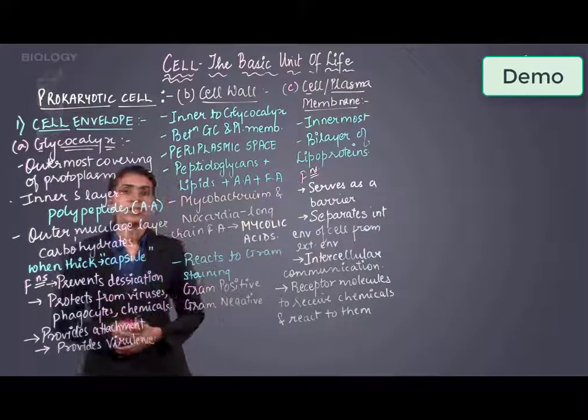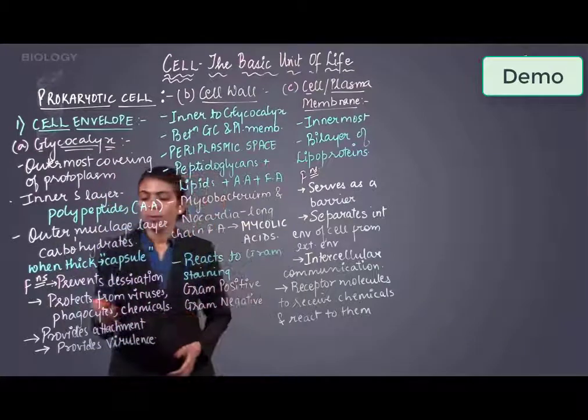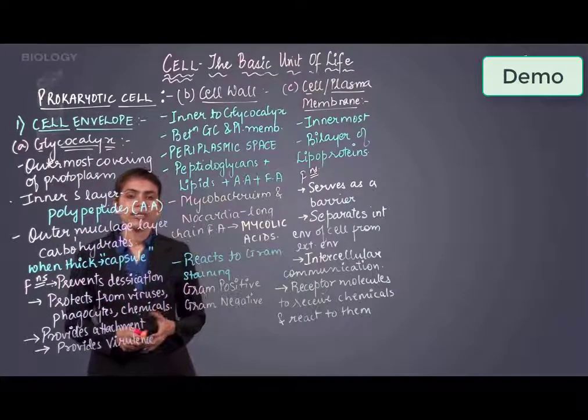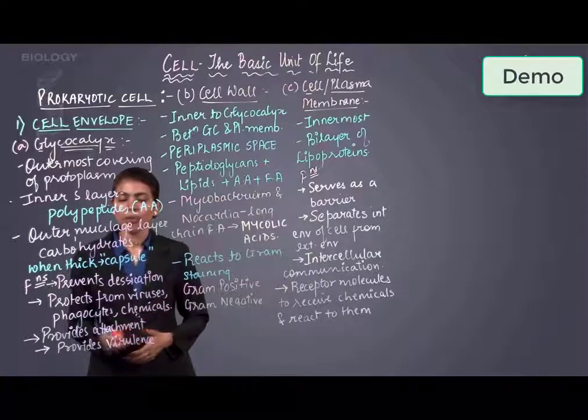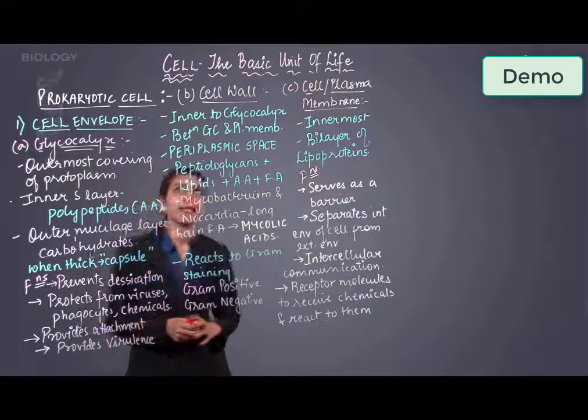The functions of the glycocalyx is that it prevents desiccation or drying up of the cell. It protects the cell from viruses, from phagocytes, and from chemicals. Also, it provides site of attachment, and it provides virulence to the cell.